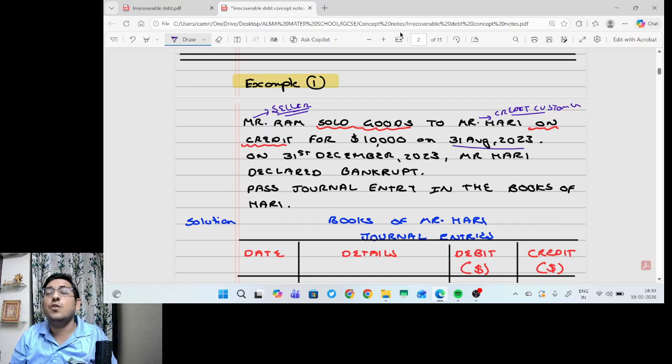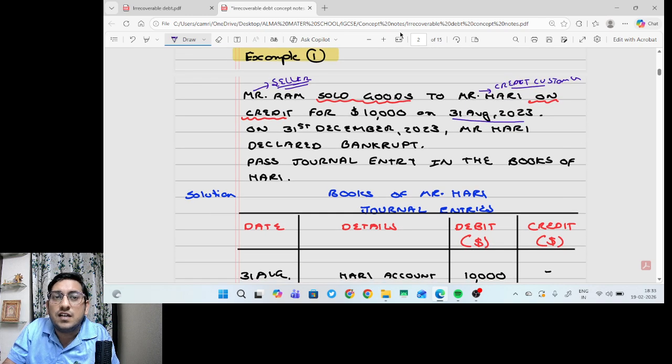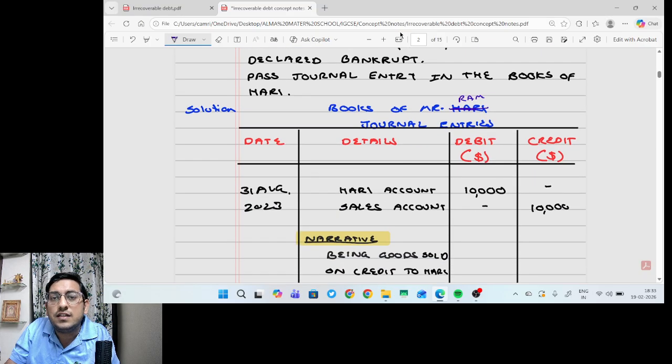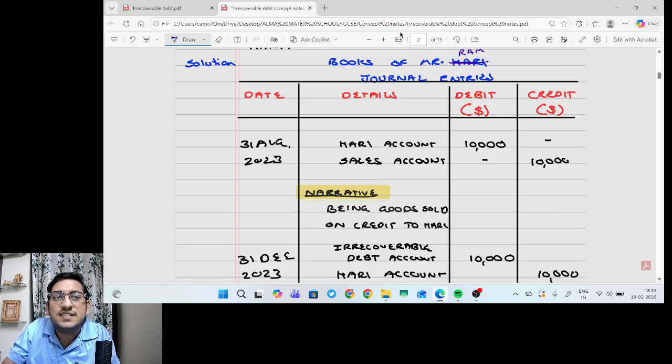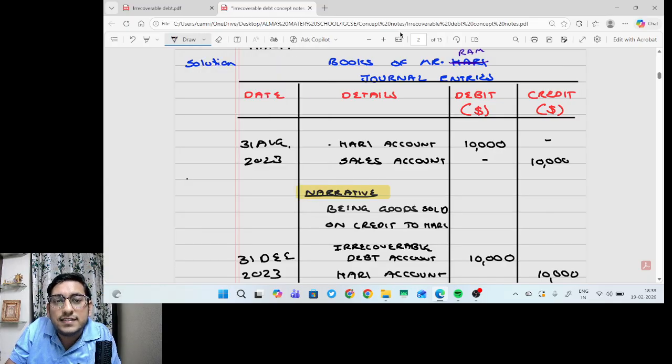So at the time of sales, we will recognize the revenue. What entry will pass in the books of Mr. Ram, because Ram is the seller? We will pass a journal entry: Hari account debit, sales account credit. So this Hari is my trade receivable.